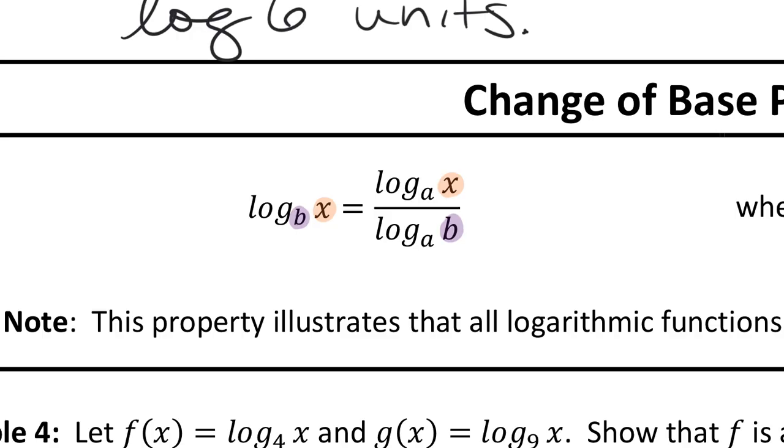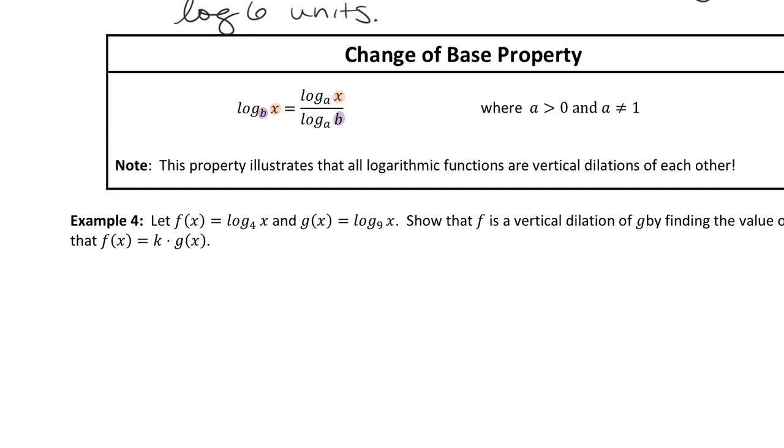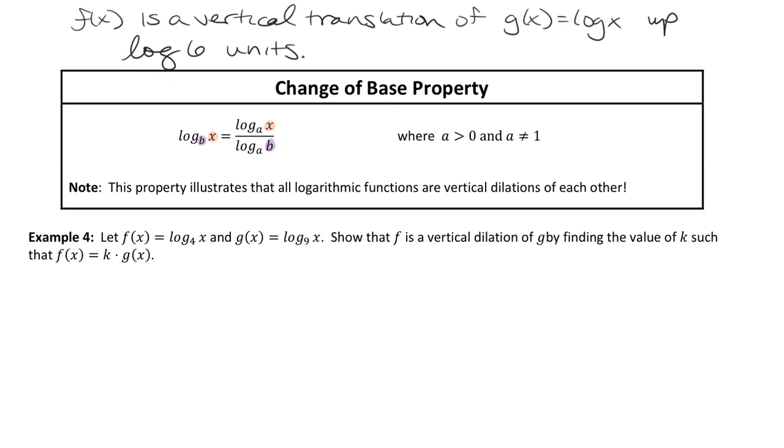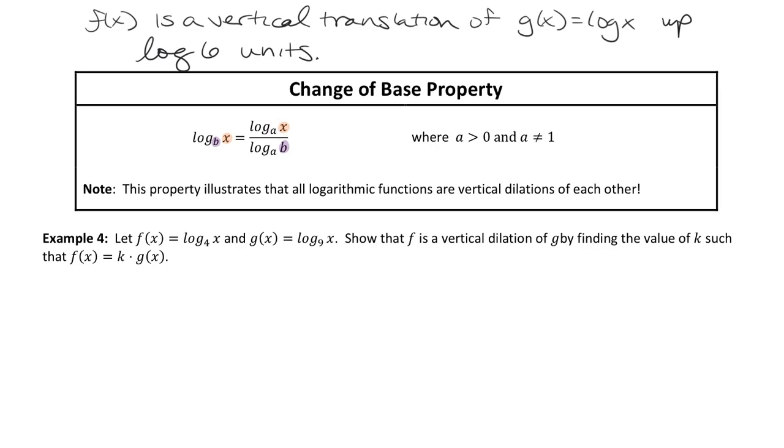But for us in this class, now that it's 2025, we can have a different use of this change of base property. It allows us to illustrate that all logarithmic functions are vertical dilations of each other, because we can rewrite them with a constant multiplied by them. Observe.